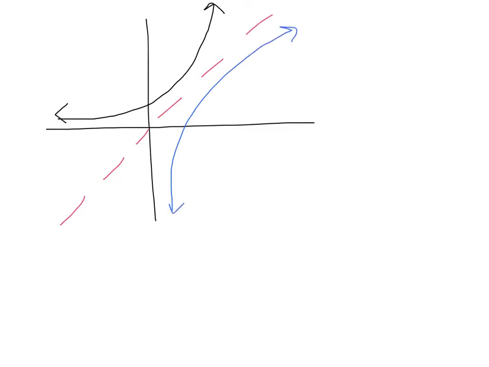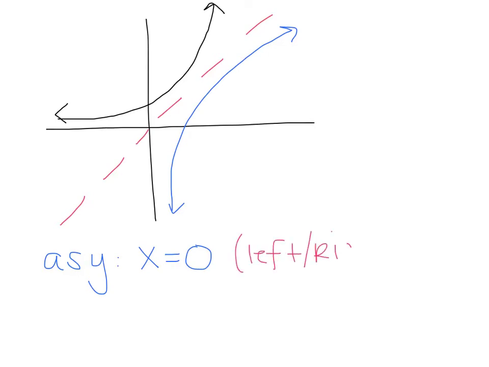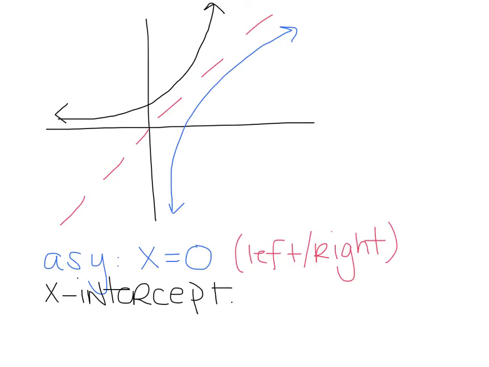So our logarithmic graphs have an asymptote. Instead of it being y equals, it starts at x equals 0, and then depending on the shifts, it could move. So it's only the left and the right shifts that are going to affect this. Instead of having a y-intercept, you now have an x-intercept. You could have both, but you normally only have an x-intercept.